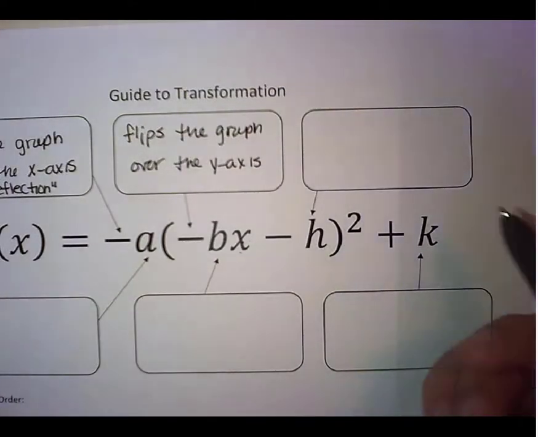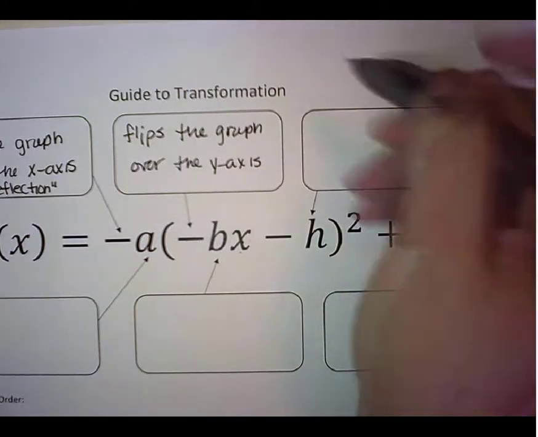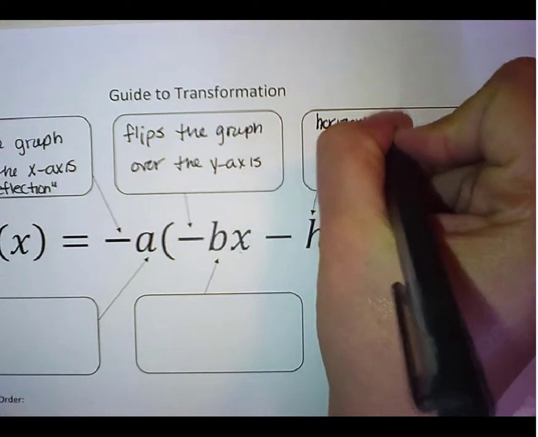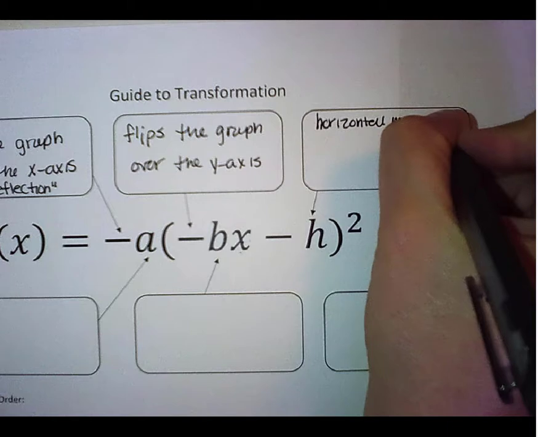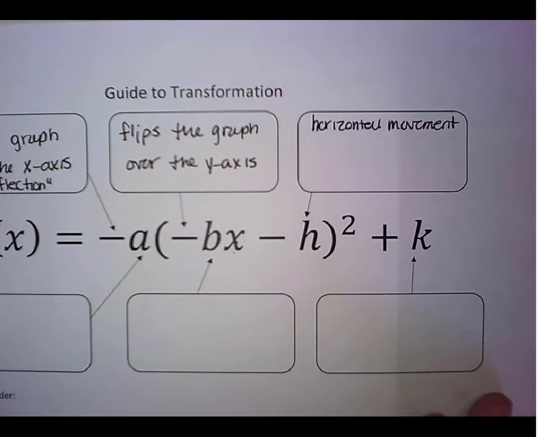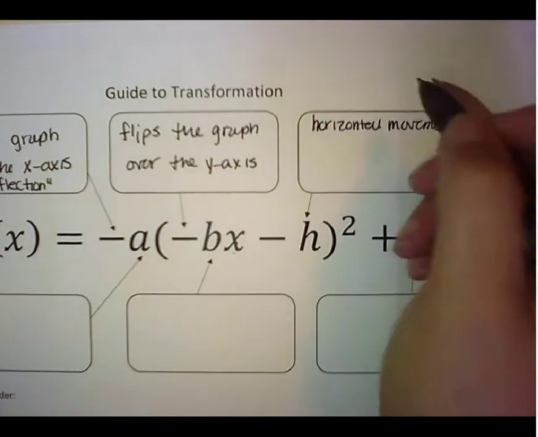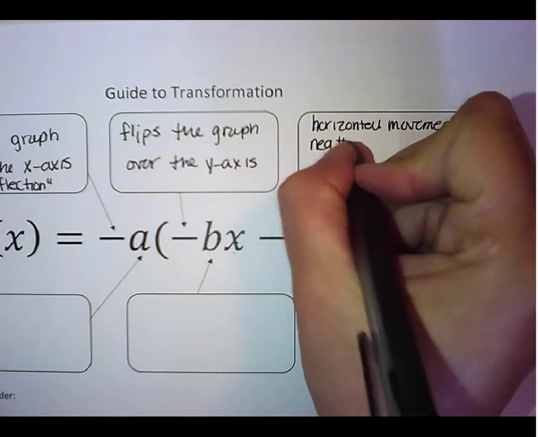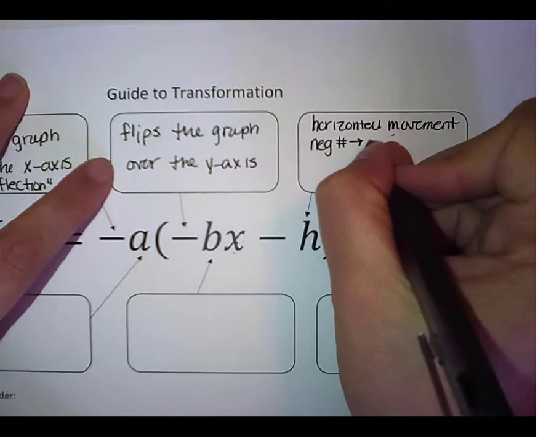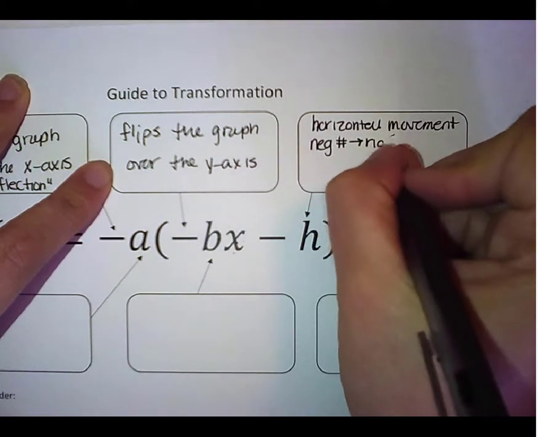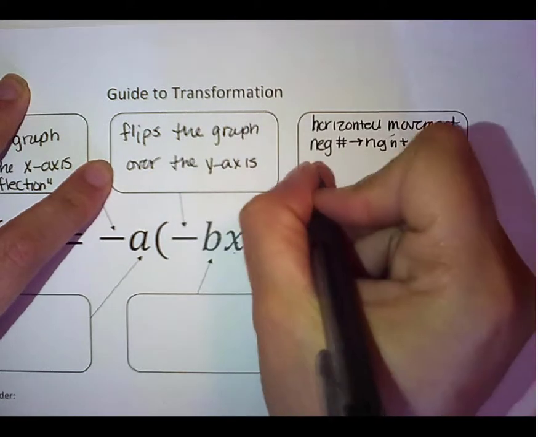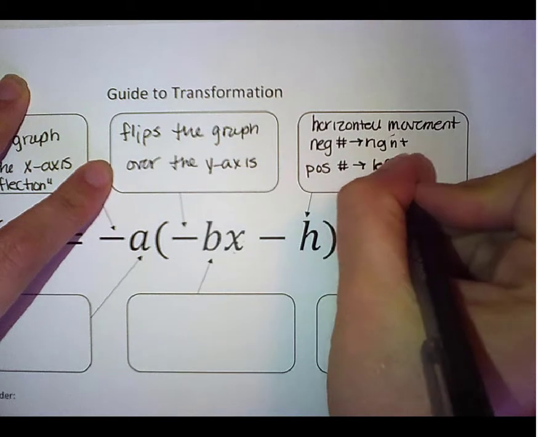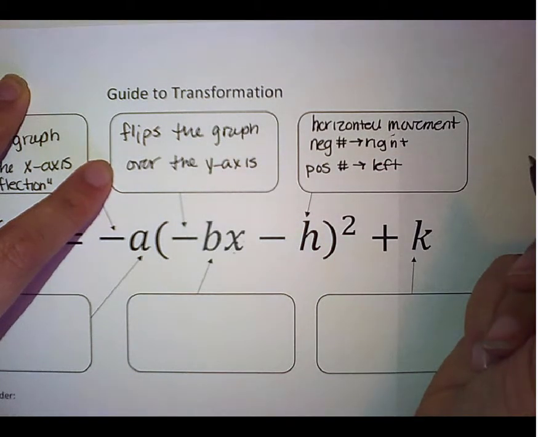Okay, so the next thing we're pointing to here is our h. This is our horizontal movement. This actually moves the graph either left or right. The thing you have to remember about this is if it is a negative number, it actually moves it to the right, and if it is a positive number, it actually moves it to the left. So it is opposite of what you think it should be.